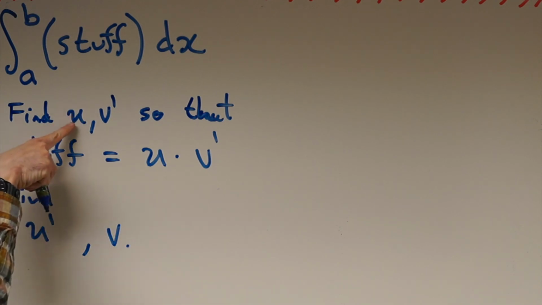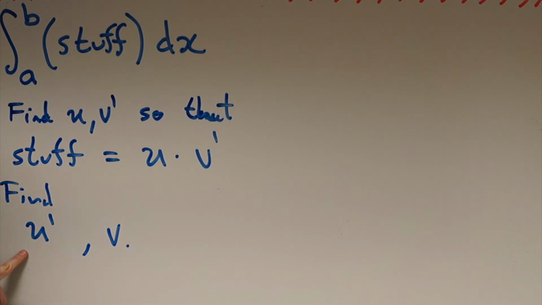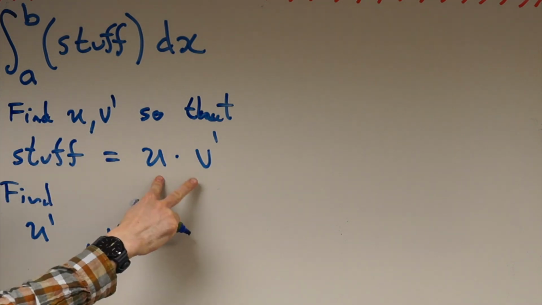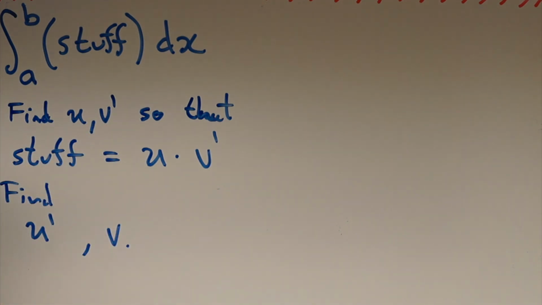So once you've decided what u is, it's easy to define u prime. But finding v from v prime is itself an antiderivative problem, and that can sometimes be hard. But in any case, let's assume that we've decided what u and v prime are. That's a choice. And then we found u prime and v.